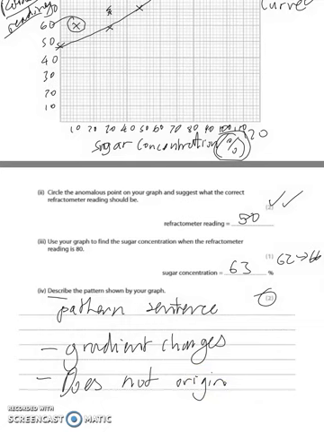You could have had an attempted mathematical description, something about it being exponential or similar to that. You could say the refractometer readings increase faster than the percentage of sugar concentration, which is why the gradient is changing. Anything like that would have got you the marks. That was a long question, sorry about that. That was question number 3.